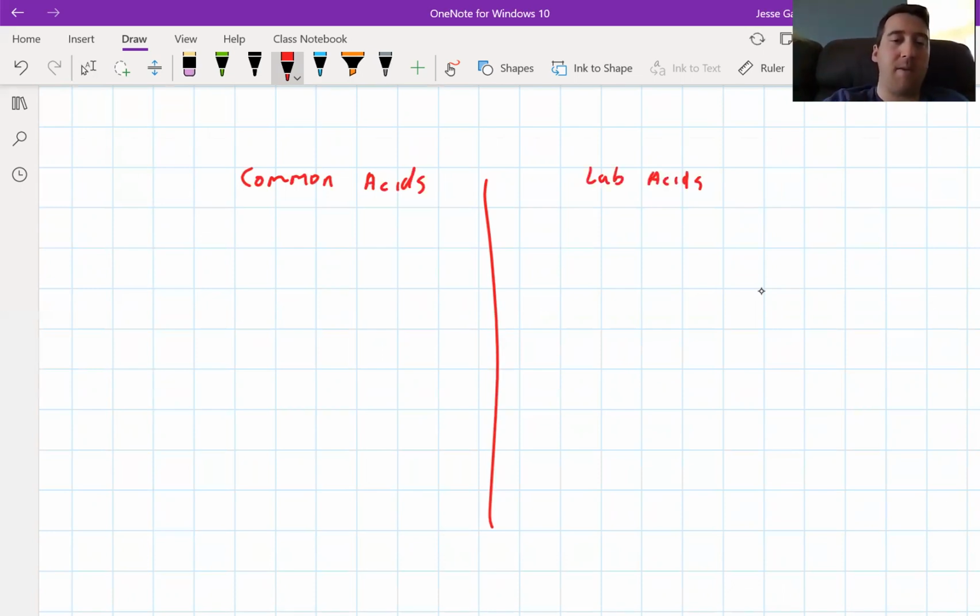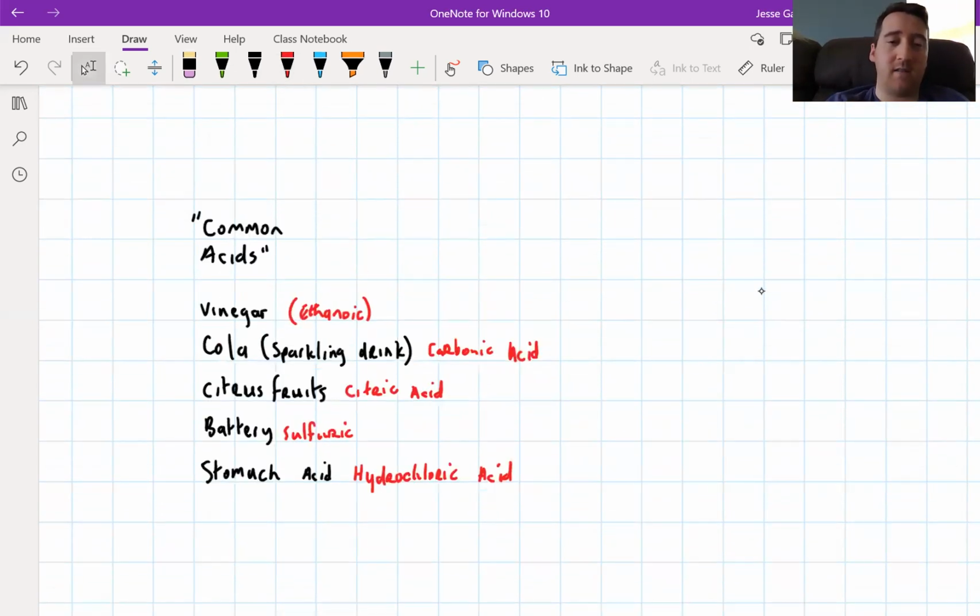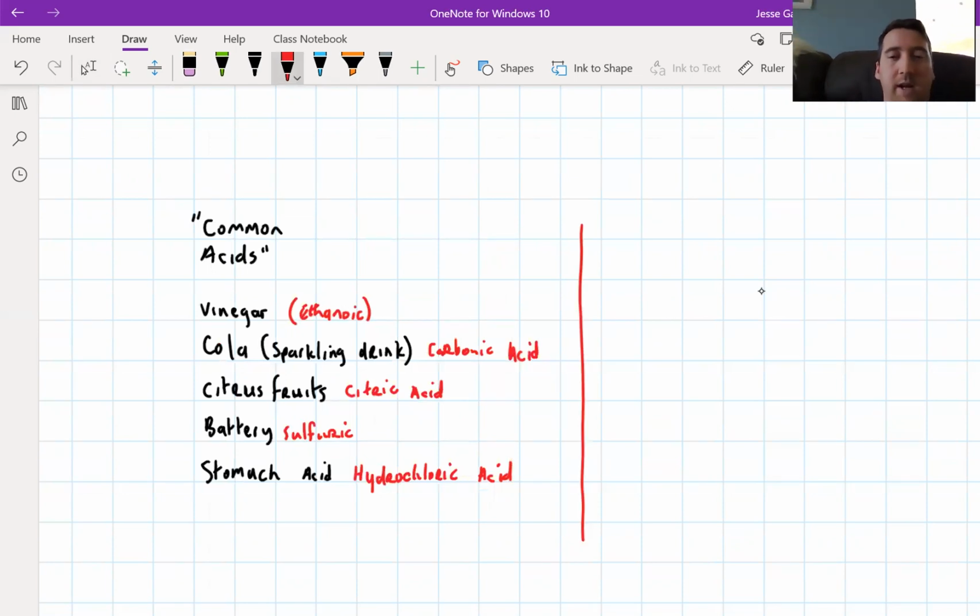Now, we've just talked about 5 common acids. What I want you to do is make a note of as many of them as you can remember. Pause the video and do that now. Okay, so I want you to name the common substance that they're in, and then if you can, name the acid as well. Okay, so you should only be playing if you've had a good go at doing that. This is what you should have had. Common acids: vinegar, cola, citrus fruits, batteries, stomach acid.